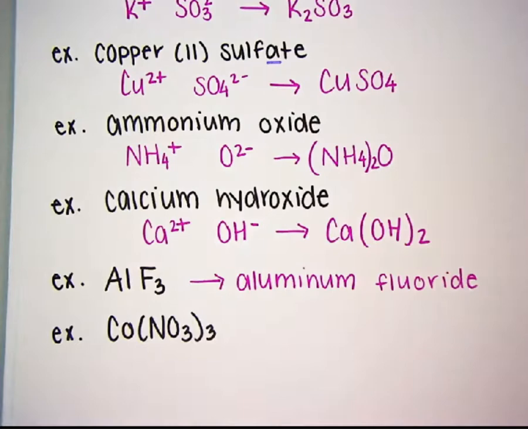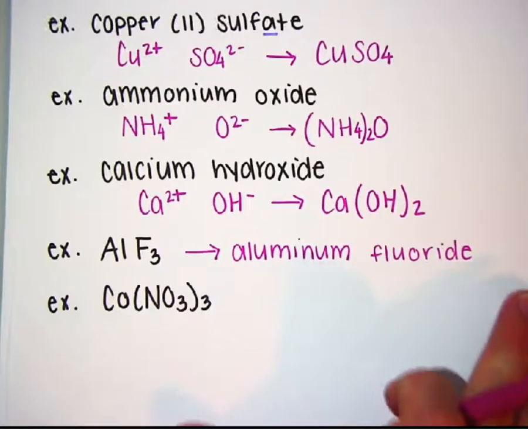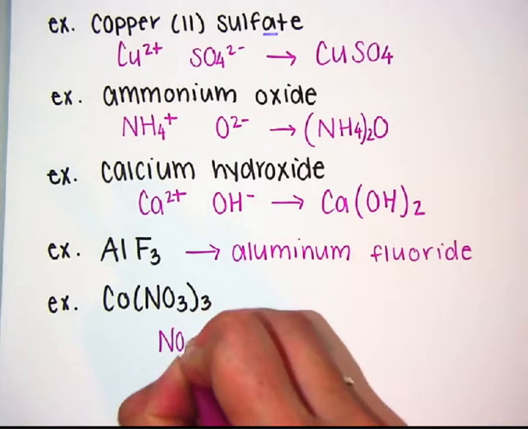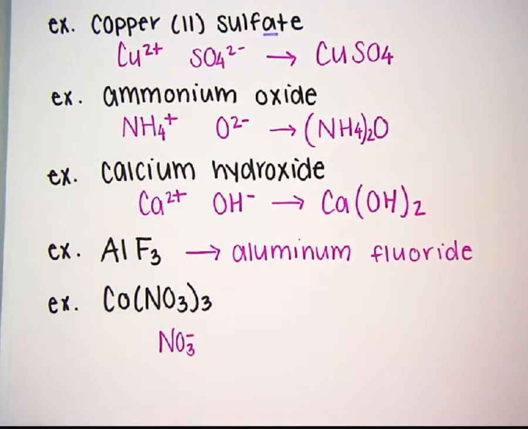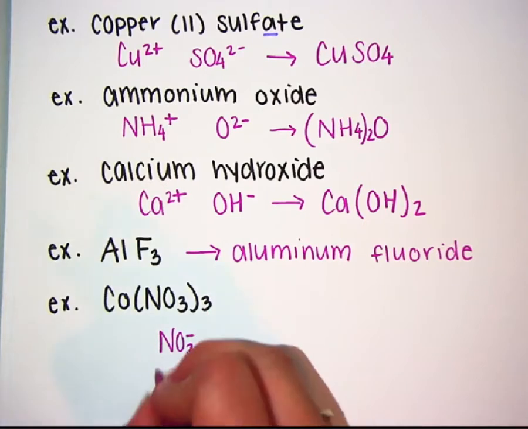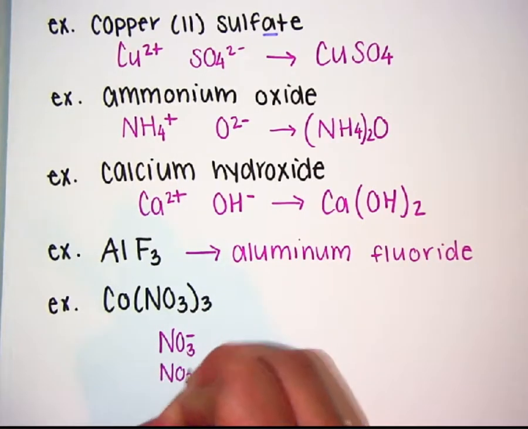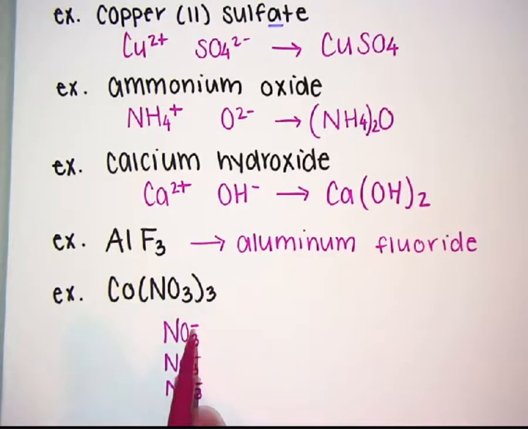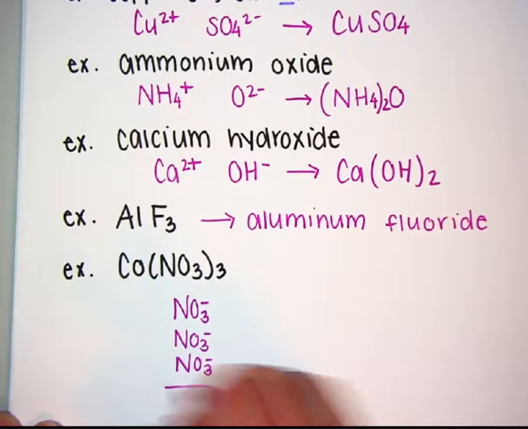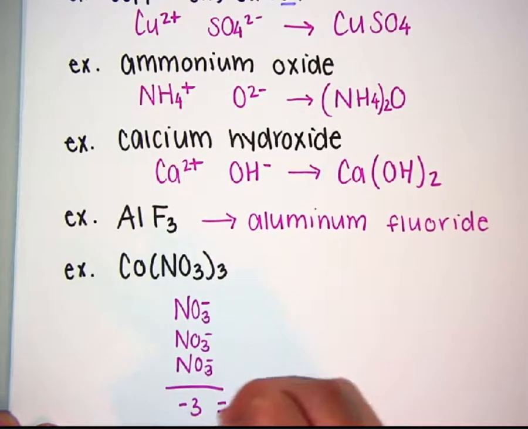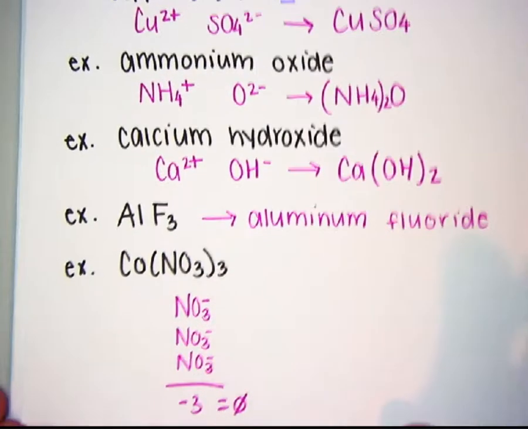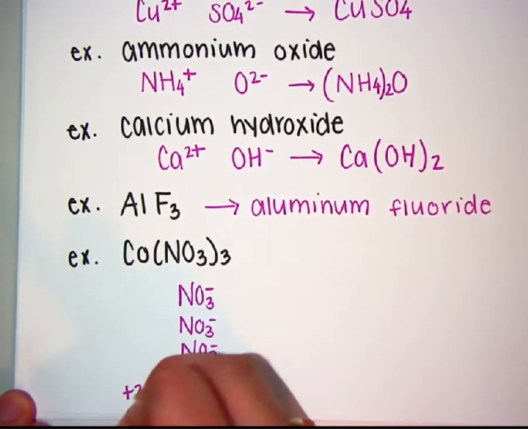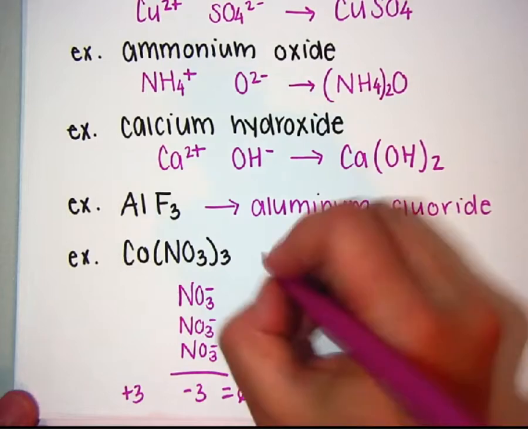In order to know which one I'm going to write, I have to work backwards to figure out the charge. Nitrate has a charge of -1, and there are 3 of them. -1, -2, -3. Ionic compounds are neutral, so my net charge has to be 0. That means cobalt would have to be +3.